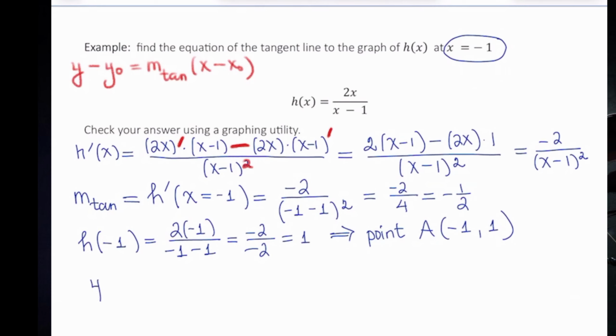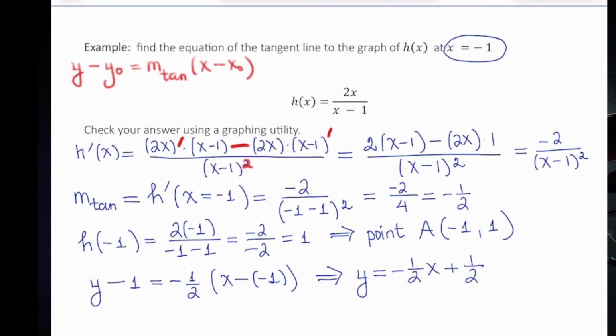Okay, and now we can complete our task of finding the equation. So y minus 1 equals -1/2. That's the slope of the tangent, right? Times x minus -1. So that becomes positive. And once you simplify this equation, we should get y equals -1/2 x plus 1/2.